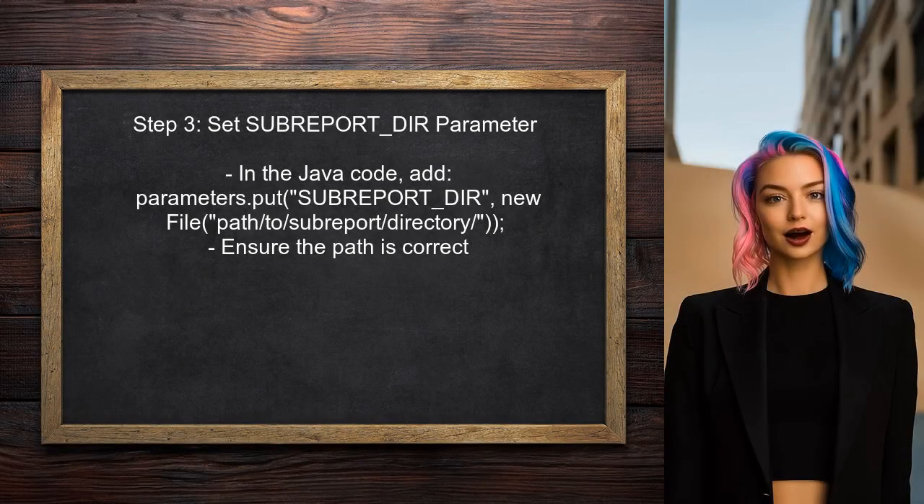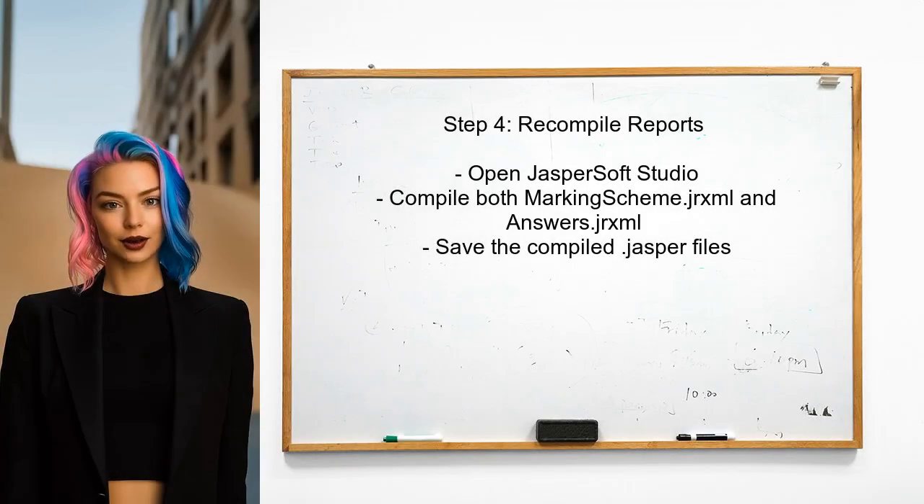Additionally, the user should ensure that the subreport dir parameter is correctly set in the parameters map before filling the report. This parameter should point to the directory containing the subreport. Finally, the user should compile both the main report and the subreport again to ensure that any changes are reflected. This can be done using JasperSoft Studio or programmatically in the Java code.